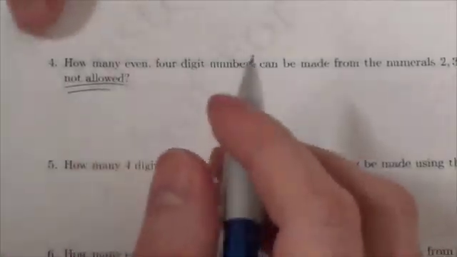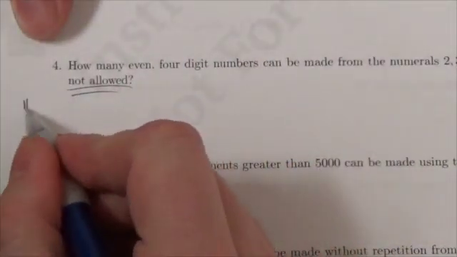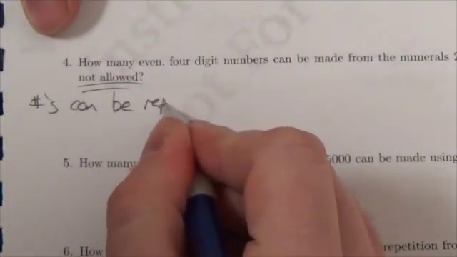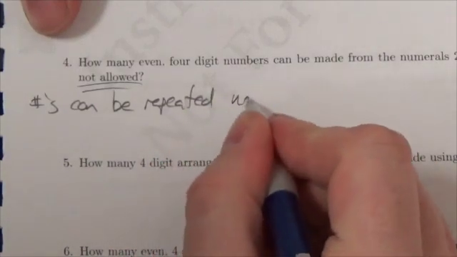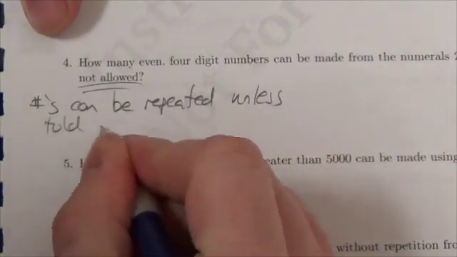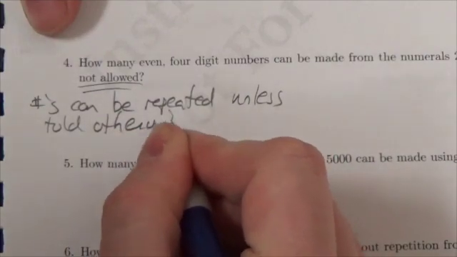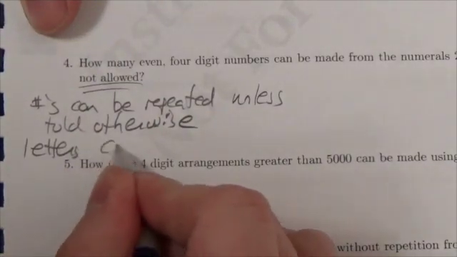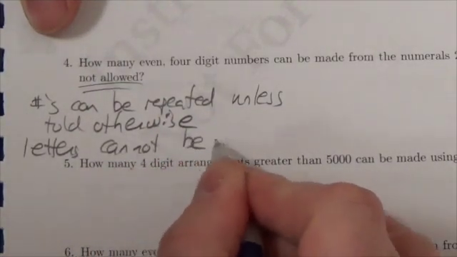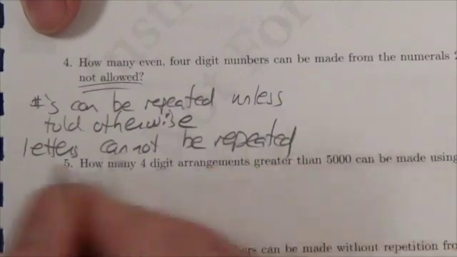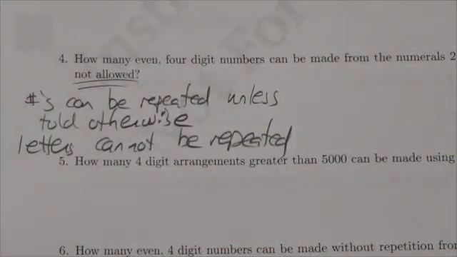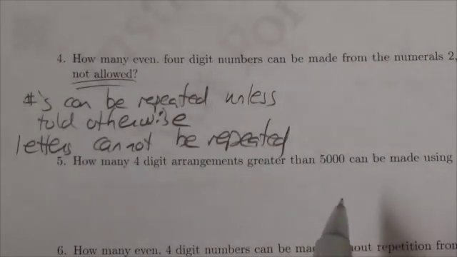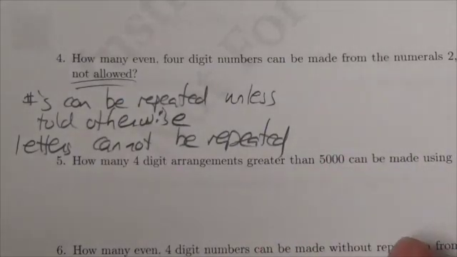Here's an assumption that you need to walk into this with: numbers can be repeated unless told otherwise. Letters cannot be repeated. We're going to treat letters as if they are on Scrabble tiles, and you can't repeat that unless you had another Scrabble tile. Numbers, on the other hand, we're going to assume that in most contexts can be repeated, unless they tell you otherwise.